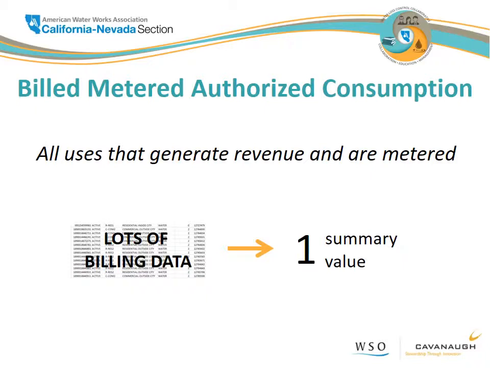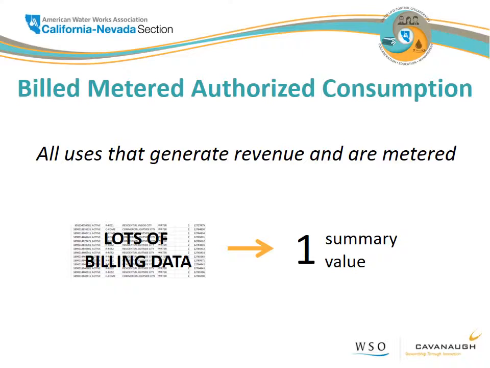When we're defining billed metered authorized consumption, our main data source is going to be the billing data. That's where we keep track of all of our revenue generating bills, and it's also where we keep track of all our meter reads. So it's an inventory of volumes exchanged throughout the course of the year. Our billing database is really good at keeping track of a ton of information. But when we ask it to produce one accurate summary value of all the water our customers used that was billed for and metered, that gets tricky.